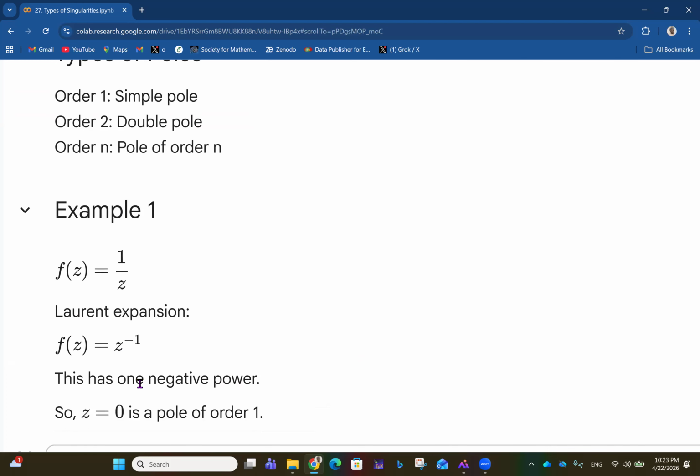So this has one negative power. As a result of that, normally this function is undefined at z equals 0. So we can then say z equals 0 is a pole of order 1 because the power is 1. So this is a pole of order 1.